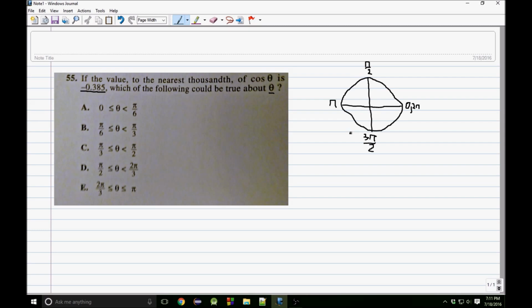Okay, so the thing about this now is each of these coordinates have an x-coordinate and a y-coordinate. Cosine of theta is the x-coordinate. And sine of theta is the y-coordinate.